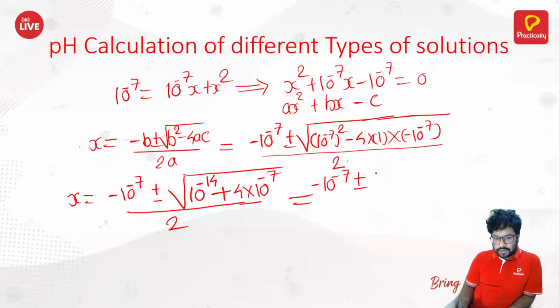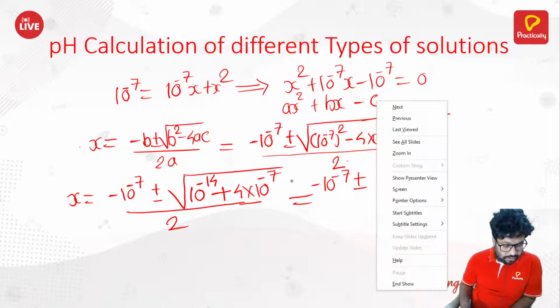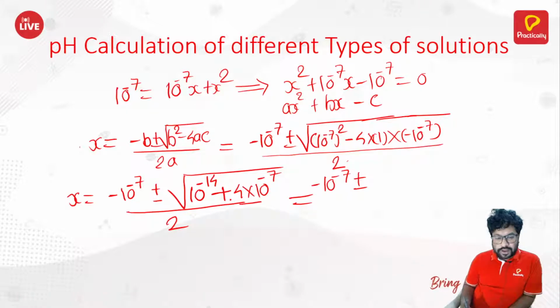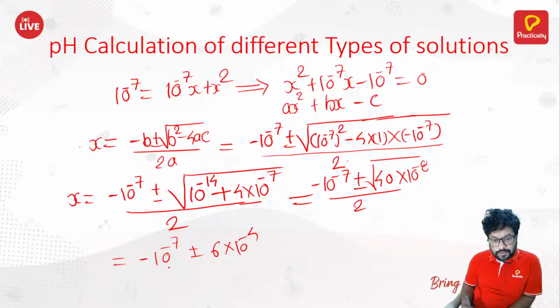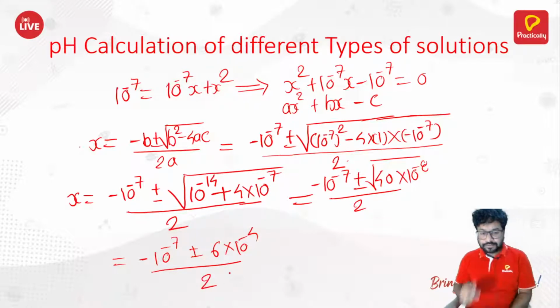We can actually consider this as, actually we can ignore this. This will give you under root 40 into 10 raised to minus 8, divided by 2. So that will give you minus 10 raised to minus 7 plus minus. If you take the square root of 40, it will be somewhere around 6 point something. So 6 into 10 raised to minus 8 will become 10 raised to minus 4, divided by 2.